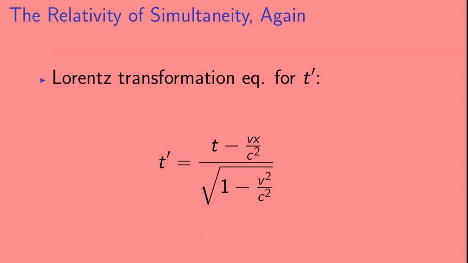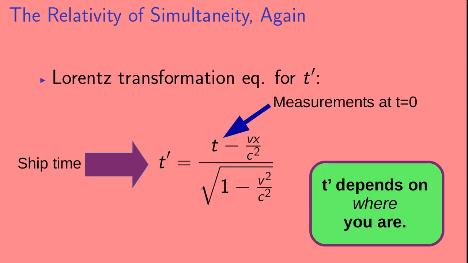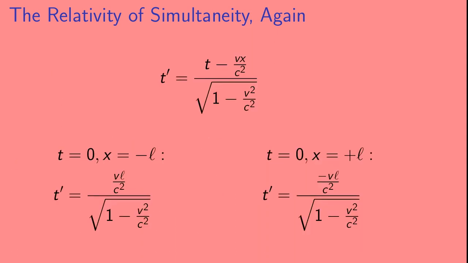Okay, so here's that equation. T prime is the ship time. All of the measurements are being made at t equals 0, so we can set that to 0 in the equation. But we see that t prime depends on x. This means that t prime depends on where the clock is. Okay, let's take that equation and get the values for each of the two remaining spaceship clocks.